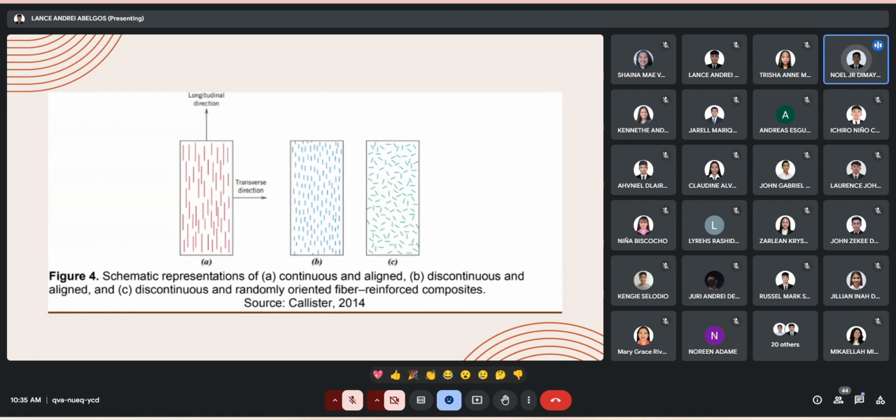And ito po yung schematic diagram nung kanina. First is the letter A, yung continuous and aligned. Sabi ko nga, in single direction, tas mahahaba. Tapos sa B naman, makikita natin dito yung discontinuous and aligned. Maliliit siya, pero naka-align pa rin. And next one is the letter C, which is yung fiber reinforcing randomly. Yan yung pagkakaiba nung tatlo in combination, nung dalawa with combination ng orientation. Next po.